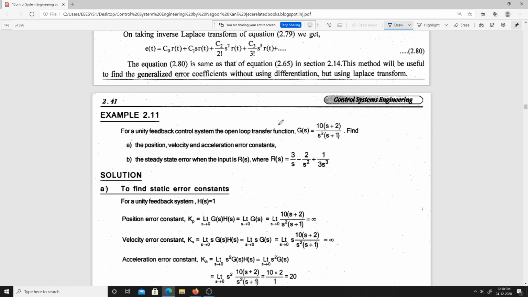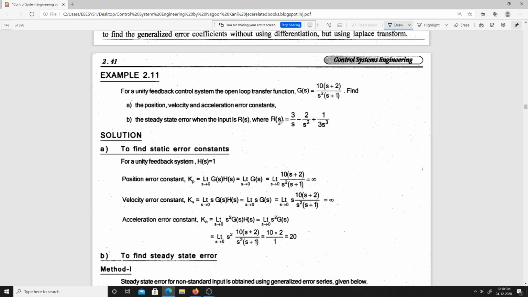Okay, this is the problem we'll discuss now. For a unity feedback control system, the open loop transfer function is given, that is G of s equals 10 into (s plus 2) by s square into (s plus 1). We are supposed to find the positional error constant, velocity error constant, and acceleration error constant.